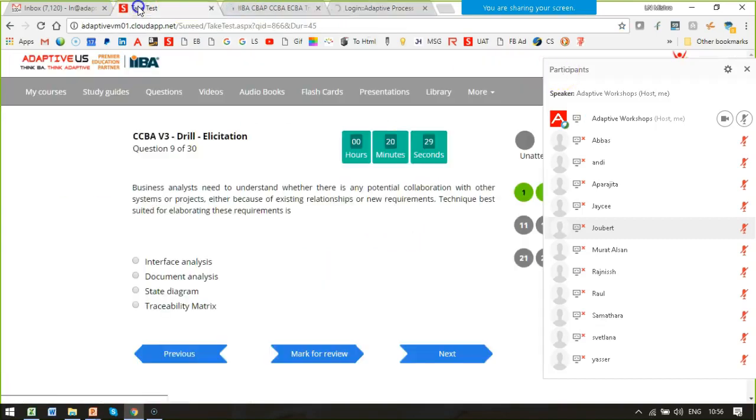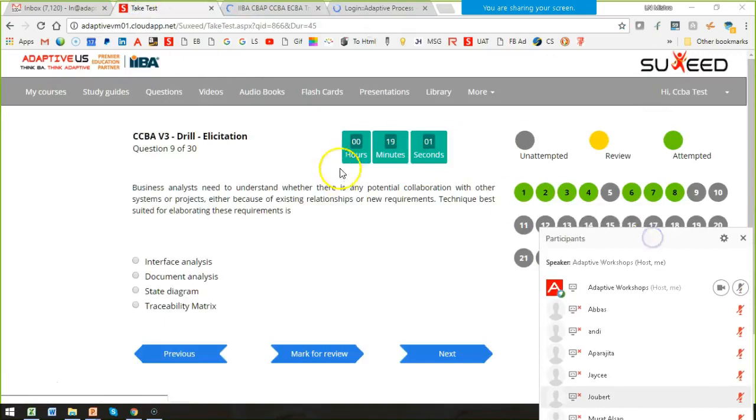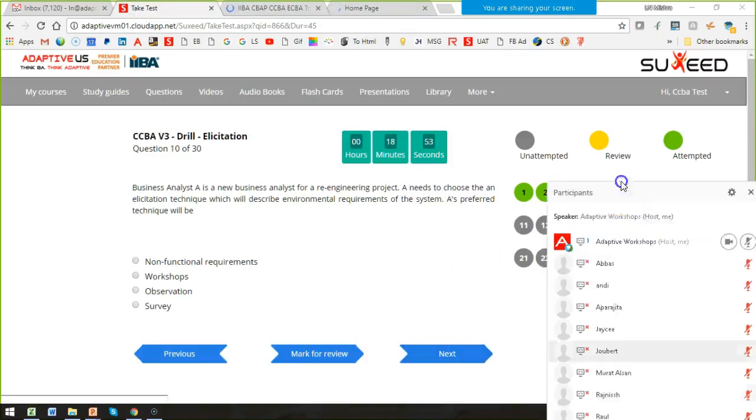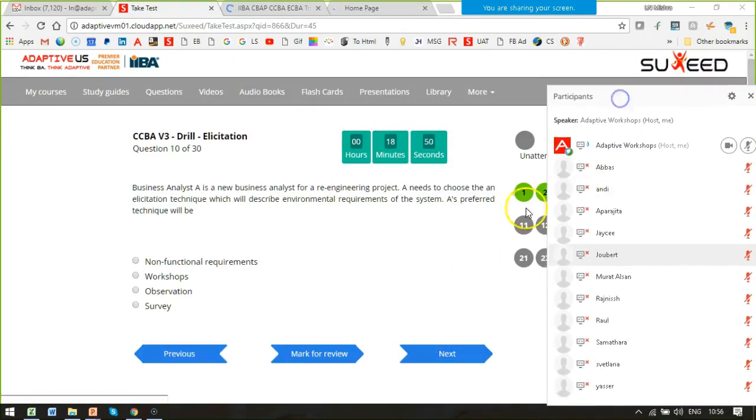Then let me ask the last question, which is the 10th question, to Abbas, and then I'll take some other questions that you guys have. I think I got a couple of questions to answer. I'll do that. Abbas, this is a question for you. Non-functional requirement. That's right. Because NFR generally deals with environmental requirements.